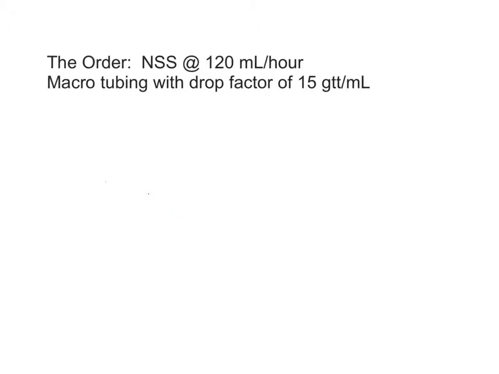Okay, so let's take a look at this problem. We're back to our original order of normal saline at 120 mLs per hour. Now we have macro tubing with a drop factor of 15 drops per ml. Well, let's see what we can do with that.